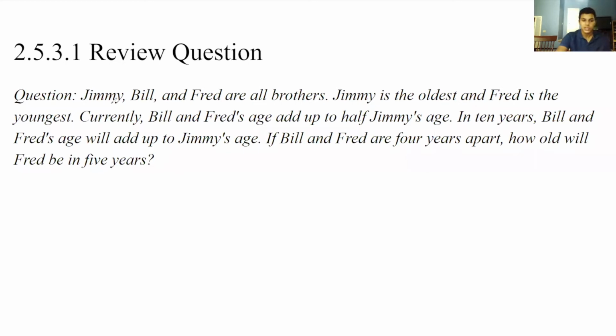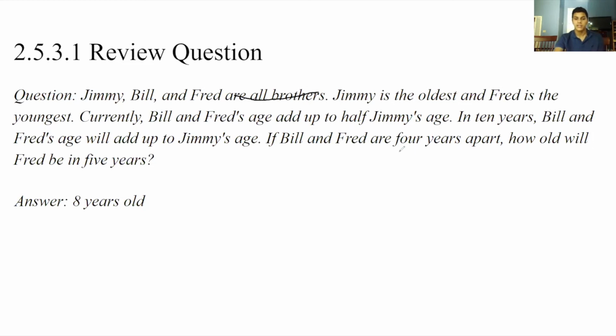So it says, Jimmy, Bill, and Fred are all brothers. Okay, that's kind of useless because we don't need to know that. Jimmy is the oldest and Fred is the youngest. Currently, Bill and Fred's age add up to half of Jimmy's age. In 10 years, Bill and Fred's age will add up to Jimmy's age. If Bill and Fred are 4 years apart, how old will Fred be in 5 years?